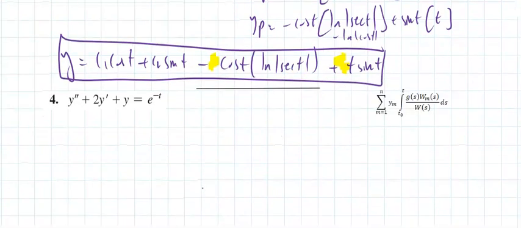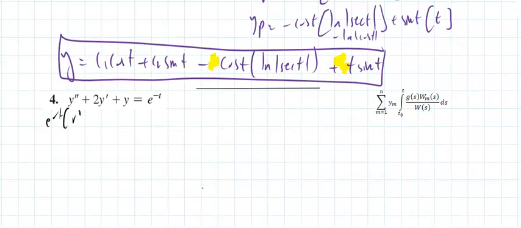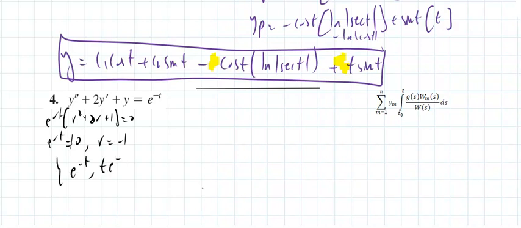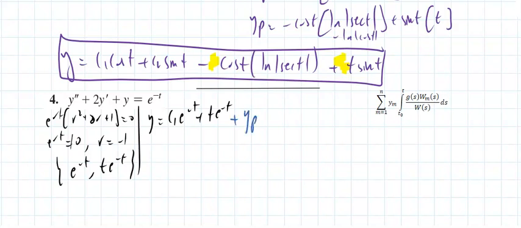So let's do that. So first we have e to the rt times r squared plus 2r plus 1 equals 0. So we have e to the rt can never equal 0. Hopefully that's getting old. We have r equal -1. So we have e to the negative t and t e to the negative t to be a solution. So first things first, y equal c sub 1 e to the negative t plus c sub 2 t e to the negative t. Yep, that will be the homogeneous. Now the particular, we're going to have to find that.